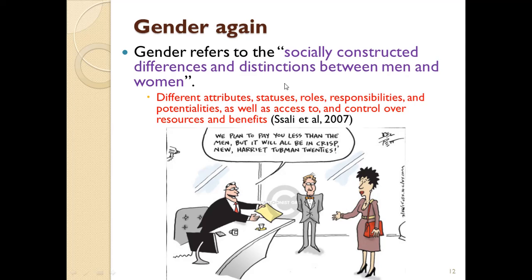So you have, for instance, here a manager in the office saying, "We plan to pay you less than the men, but it will all be in crisp new Harriet Tubman 20s." So the idea is that while men and women do the same work, they are paid less in some cases because of their gender identity, them being women.